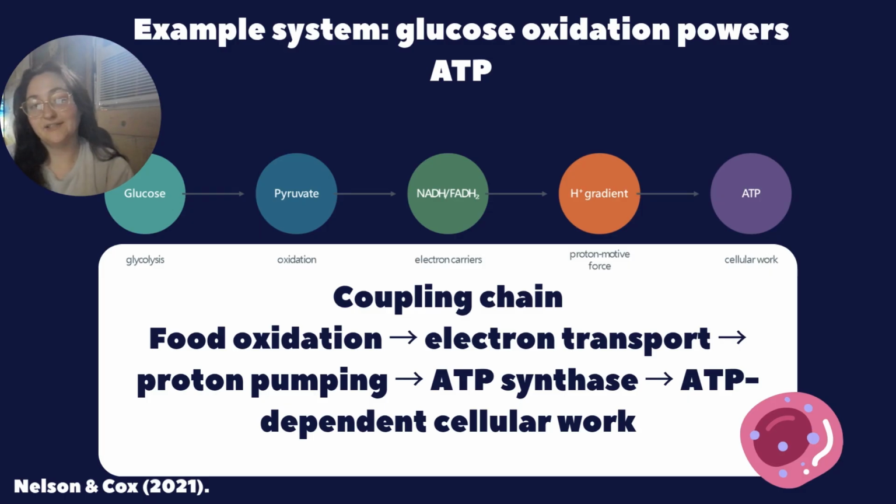To make that activity discussed a little more impactful, it should, of course, be accompanied with its lesson and examples. So, this is a good example to include. Glucose oxidation powers ATP. So, you have in the steps glucose, pyruvate, NADH, the hydronium gradient, and ATP. So the coupling chain here that they should understand and watch occur in some way with visuals is food oxidation, electron transport, proton dumping, ATP synthase, and ATP dependent cellular work.